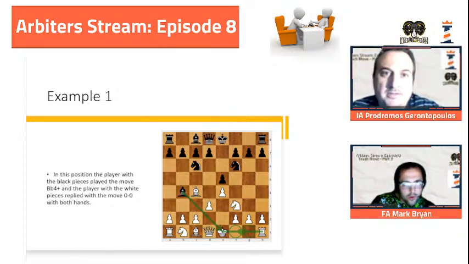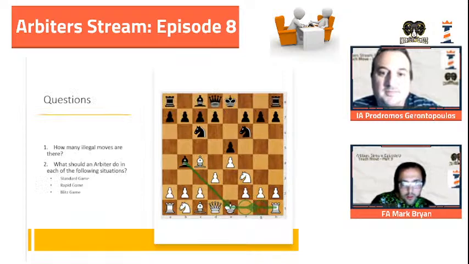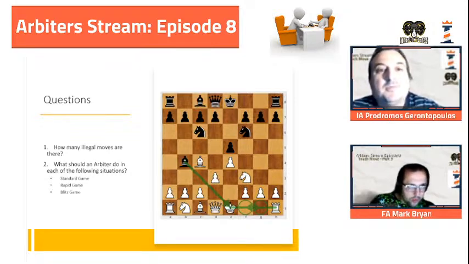So here we're going to look at 3 questions. We're going to focus on 2 questions regarding this topic. How many illegal moves are there? How are we going to punish it, as 1? Are we going to punish it as 2 illegal moves? Because this is a very important question, because with 2 illegal moves, a player loses the game.